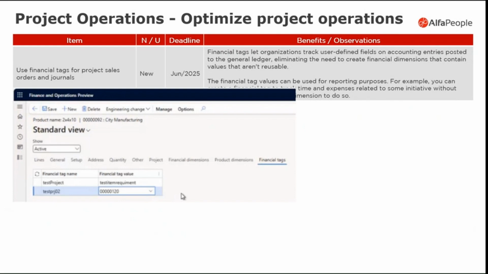And back to project operations, let's talk about financial tagging for better tracking and billing. So this one we have here is use financial tags for projects, sales orders, and journals. So financial tags make it easier to track user-defined values in accounting entries posted to the general ledger without needing to create new non-reusable financial dimensions. So you can apply these tags for reporting purposes like monitoring time and expenses tied to a specific initiative, all without adding complexity to your financial setup.